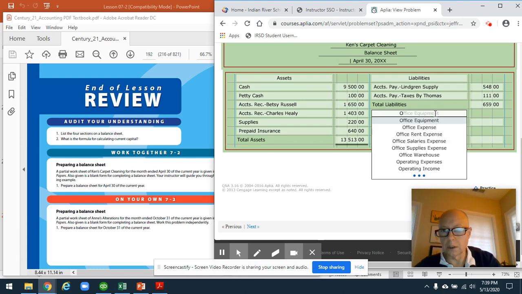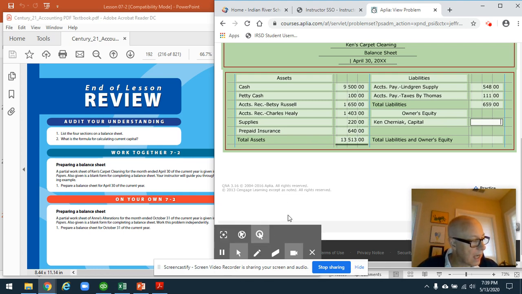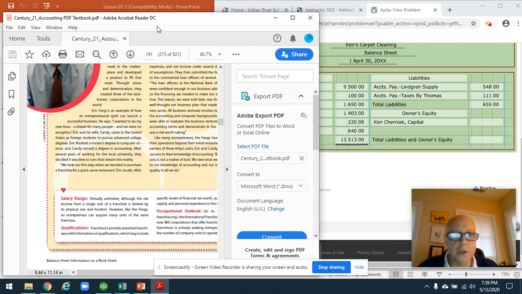So now we got owner's equity. Okay. Here's where it gets tricky. So we got Ken Cherniak, capital balance. Well, this is where we got to do some math. See, because when we look at the capital account balance, we've got $11,810. But that's not what we enter here. It is not $11,810.